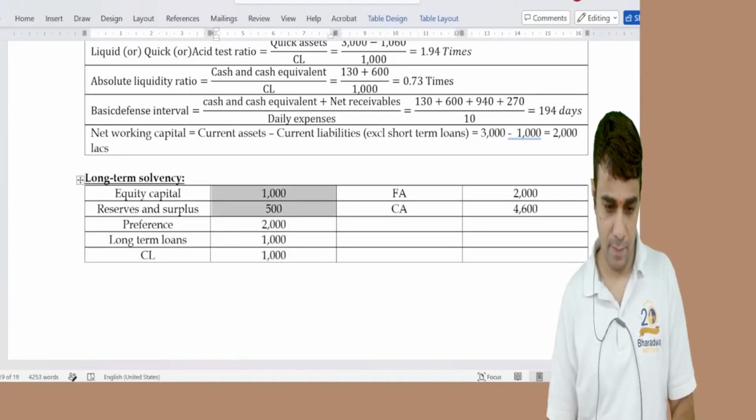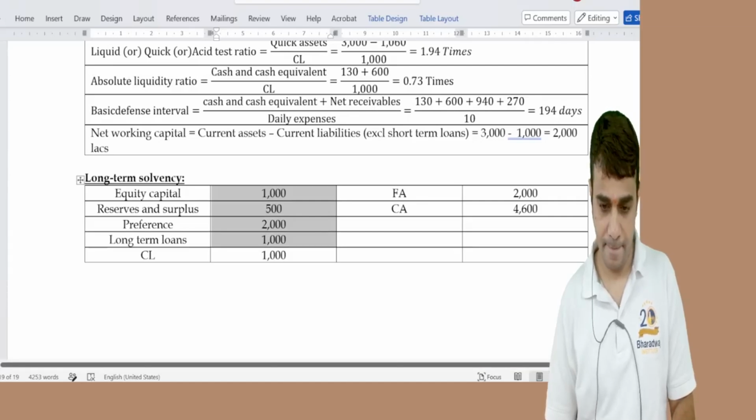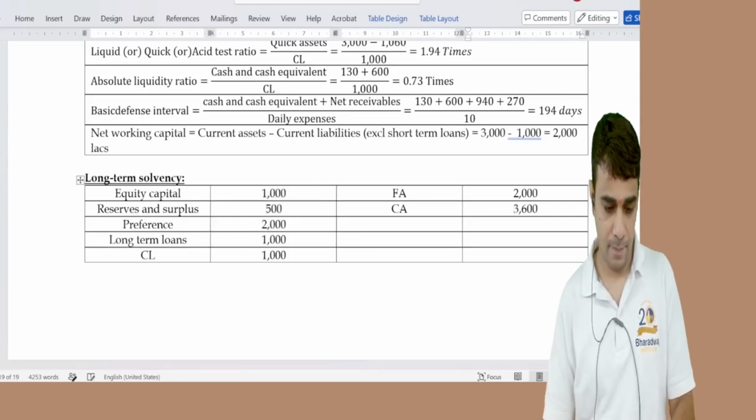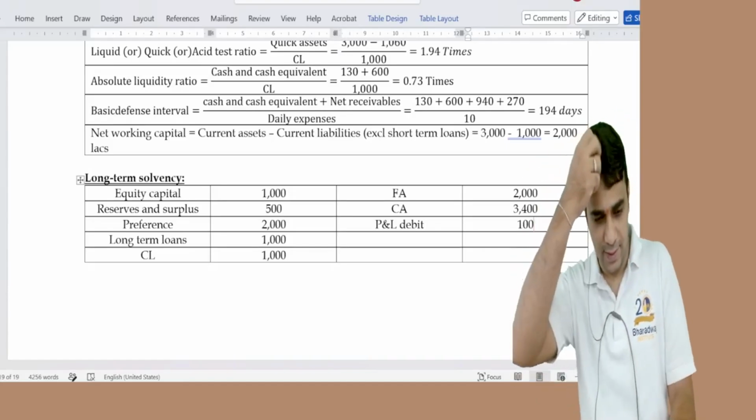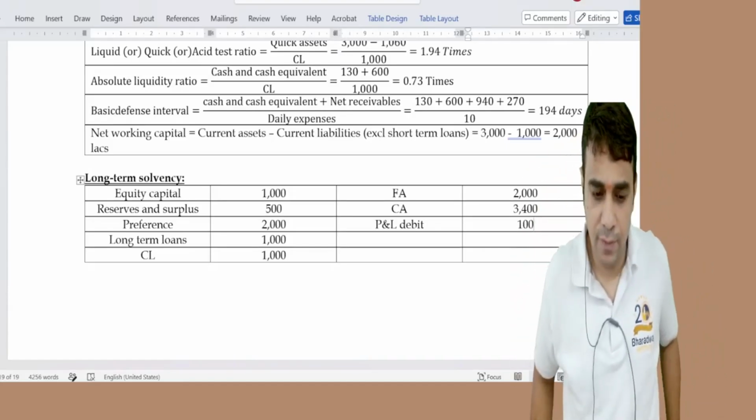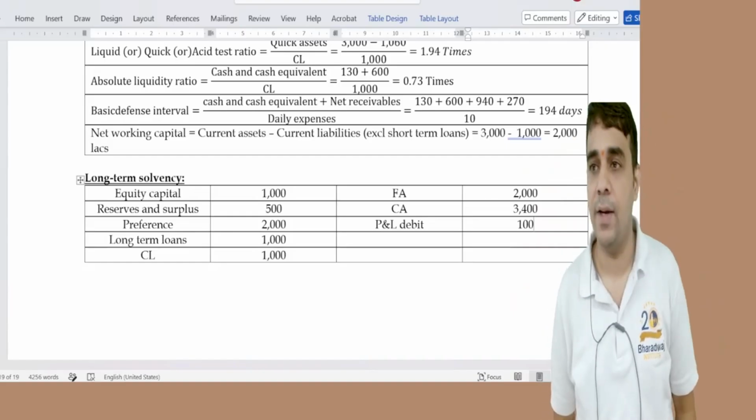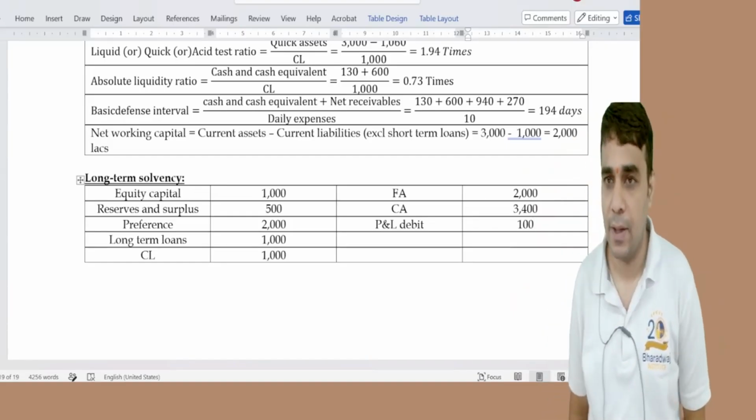Give me a minute. P and L debit balance 100. The balance sheet should tally: 1500, 3500, 4000, 5500. Okay, so this is the balance sheet of the company.